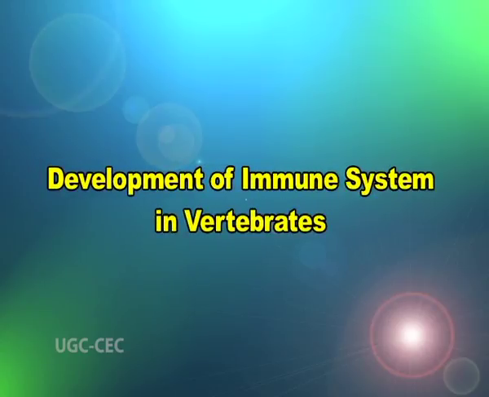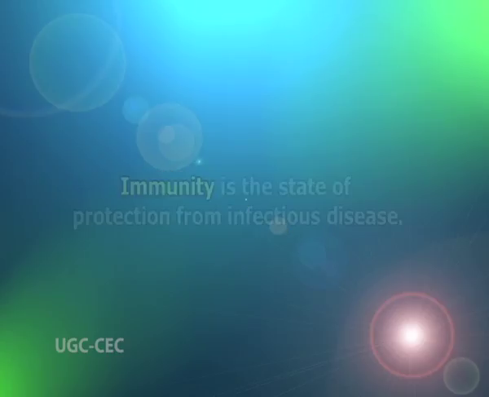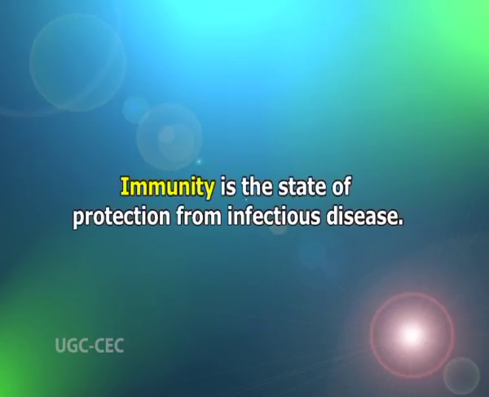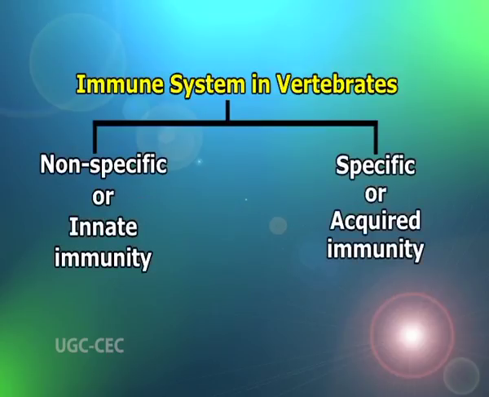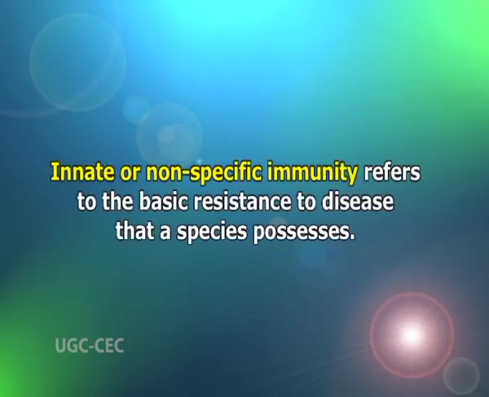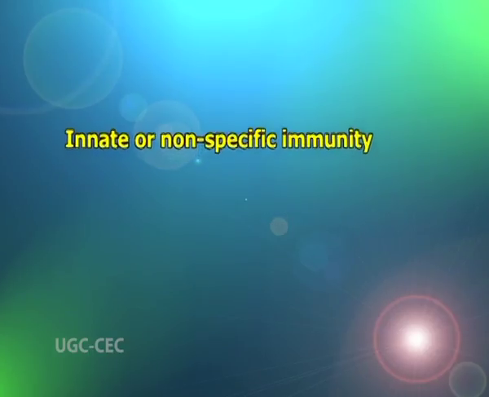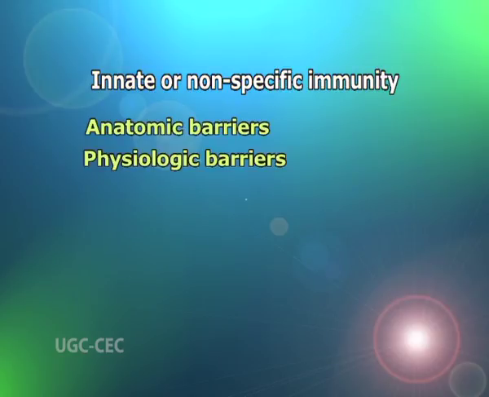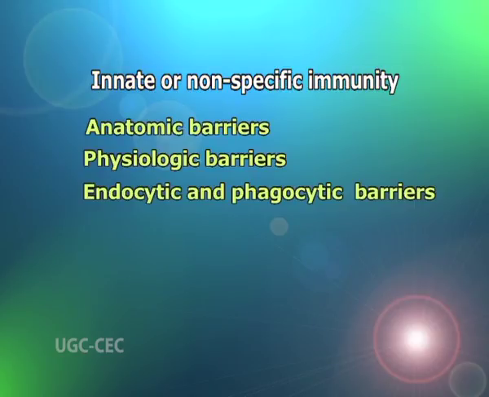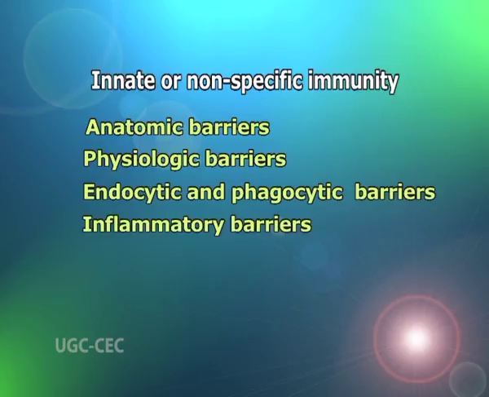We would now learn the development of immune system in vertebrates. Immunity is the state of protection from infectious disease. It has both non-specific and specific components in vertebrates. Innate or non-specific immunity refers to the basic resistance to disease that a species possesses. It comprises 4 types of defensive barriers: anatomic, physiologic, endocytic and phagocytic, as well as inflammatory.